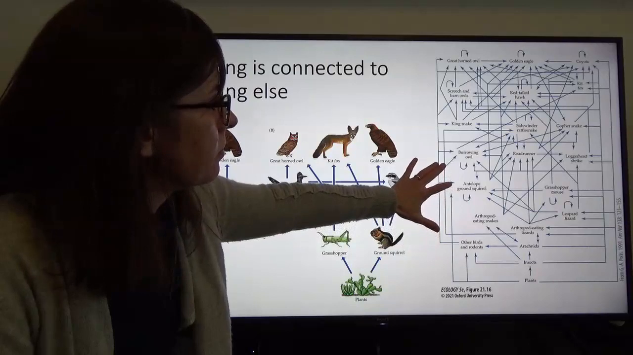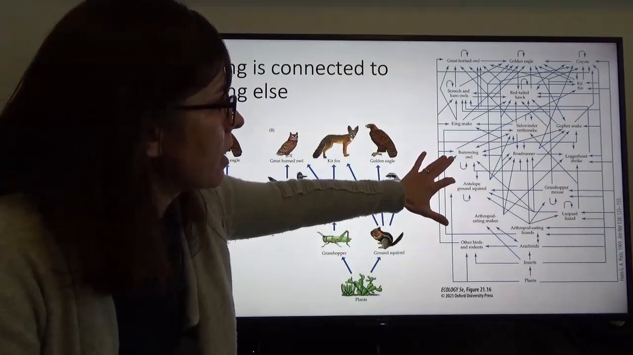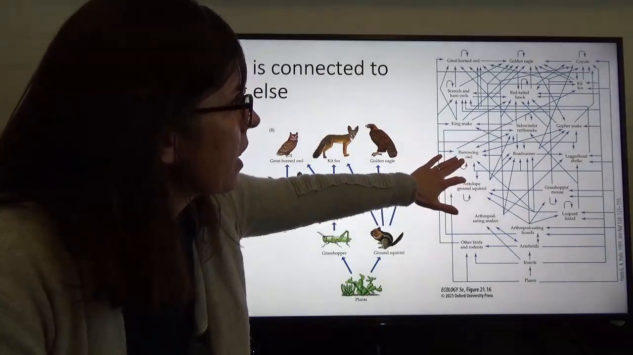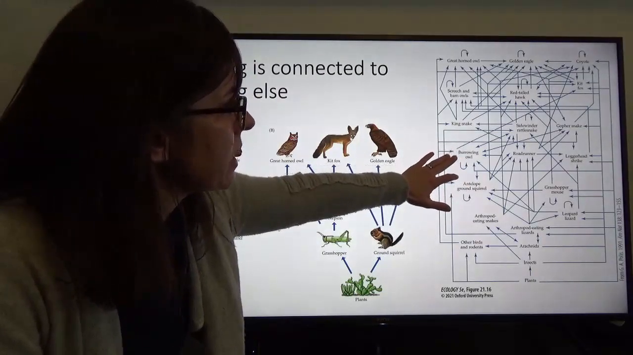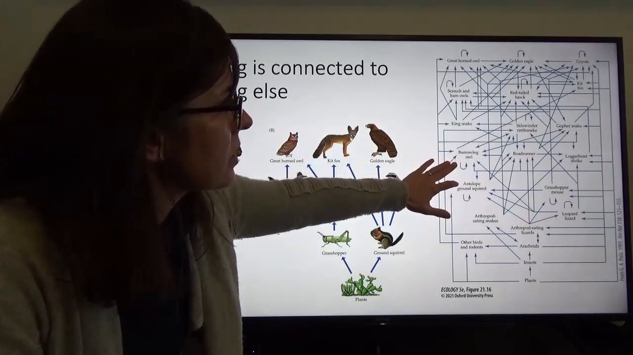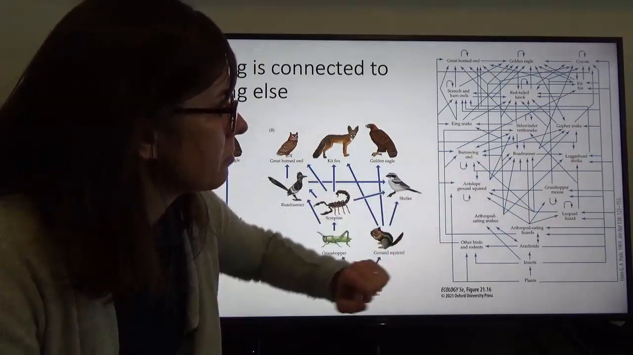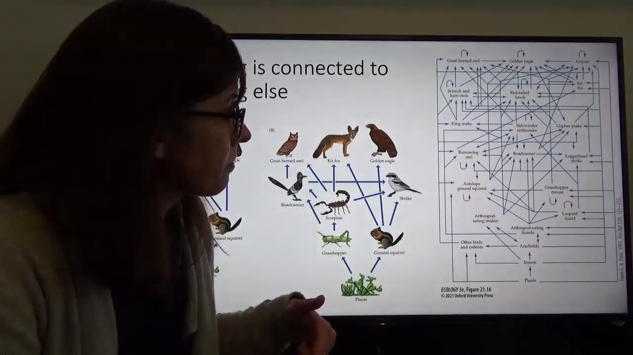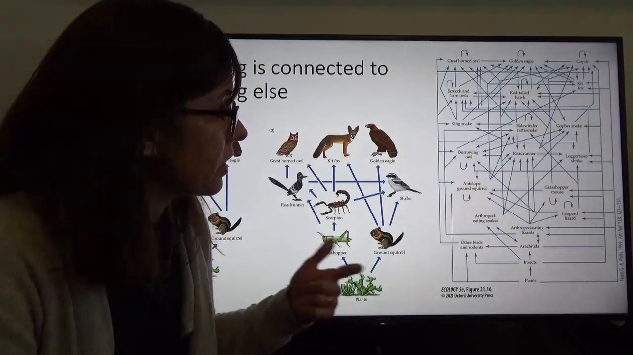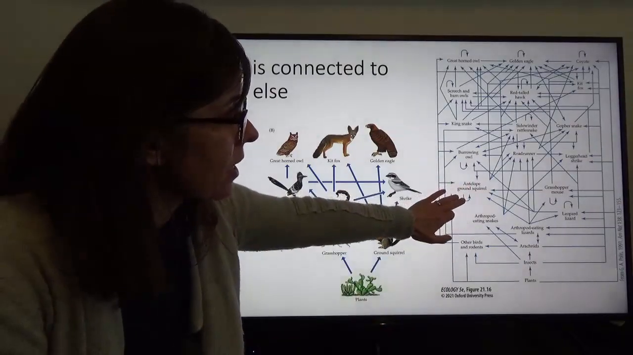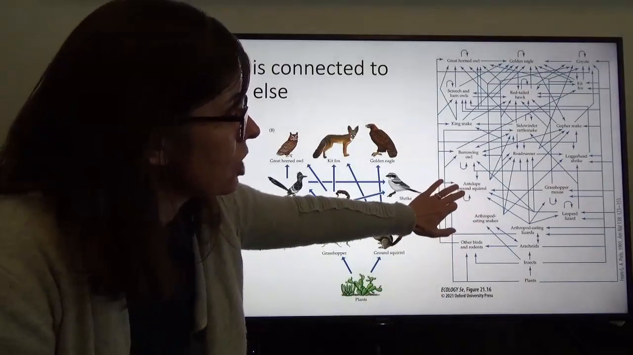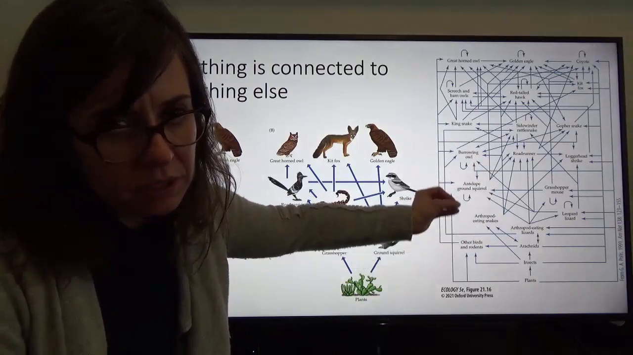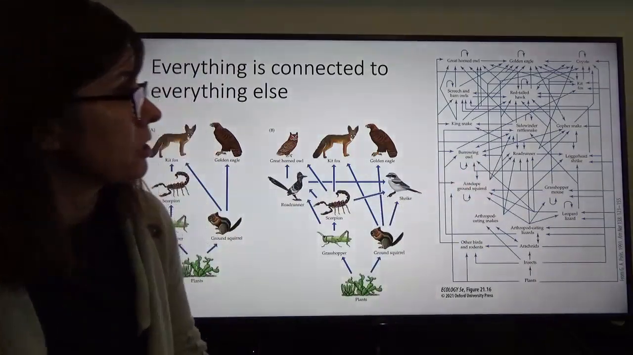I'm just trying to find an omnivore in here, but we have some omnivores in this system that feed on both plants and also feed on other animals. And then we have also these U-shaped connections where we actually have cannibalism happening within a particular trophic level, within a particular species within a trophic level.